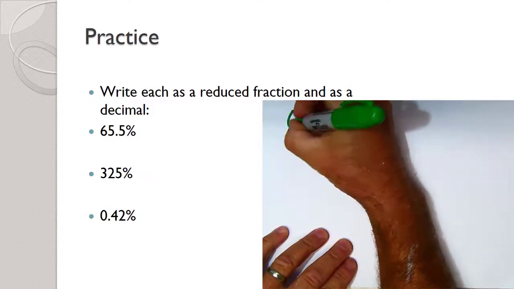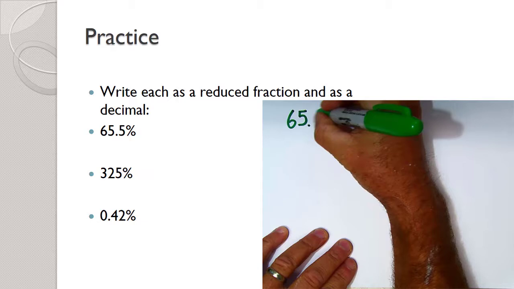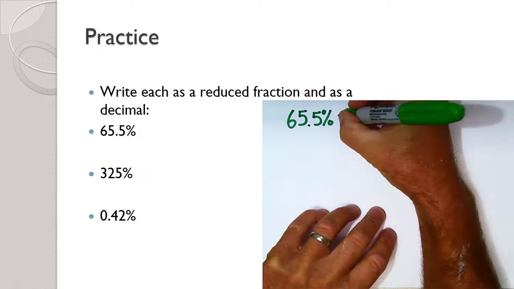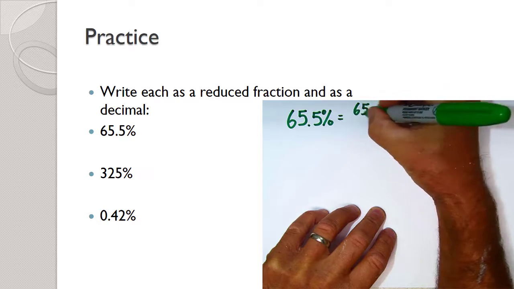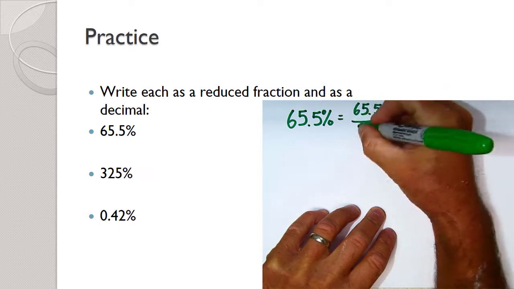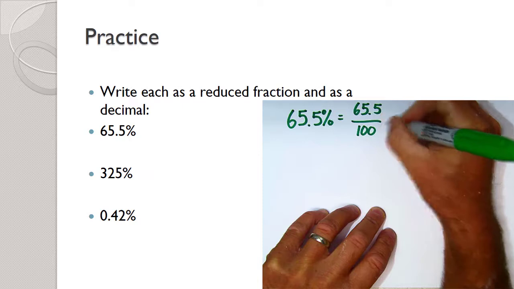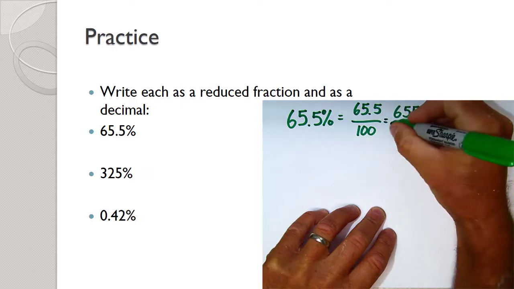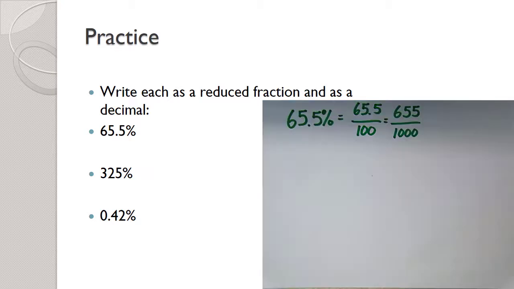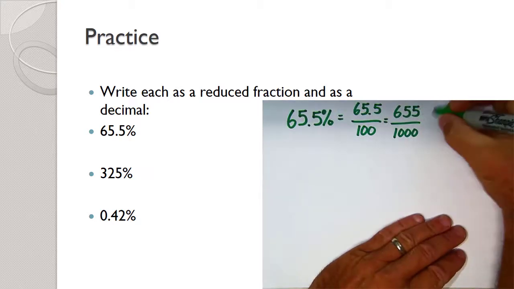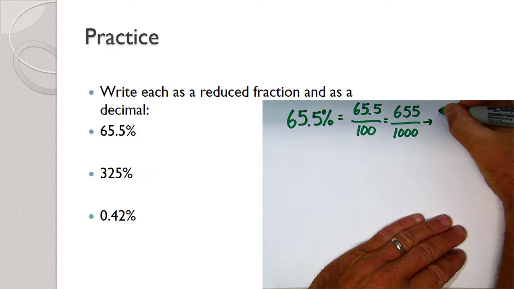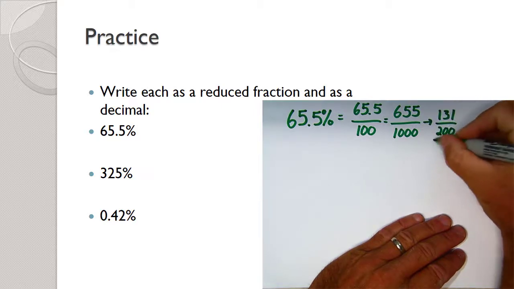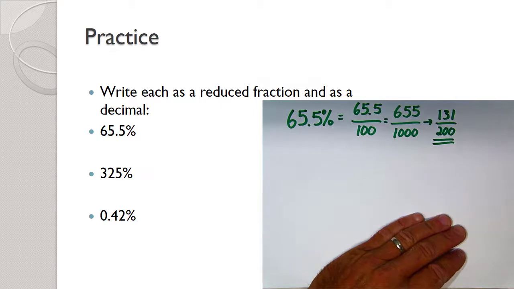Okay, let's start with 65.5%. Let's do the fraction first. That's the same as 65.5 per hundred, which we can move the decimal to the right to say is 655 per thousand. Both of those numbers divide by 5 to reduce to become 131 over 200. There's our lowest terms fraction.